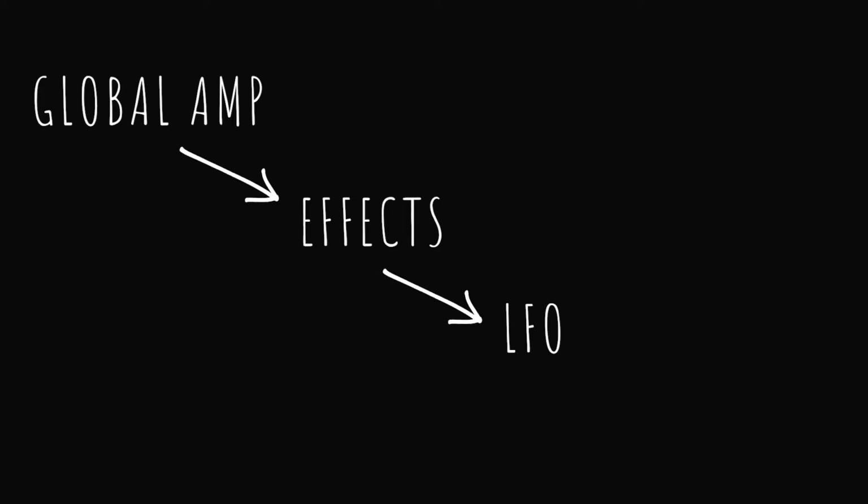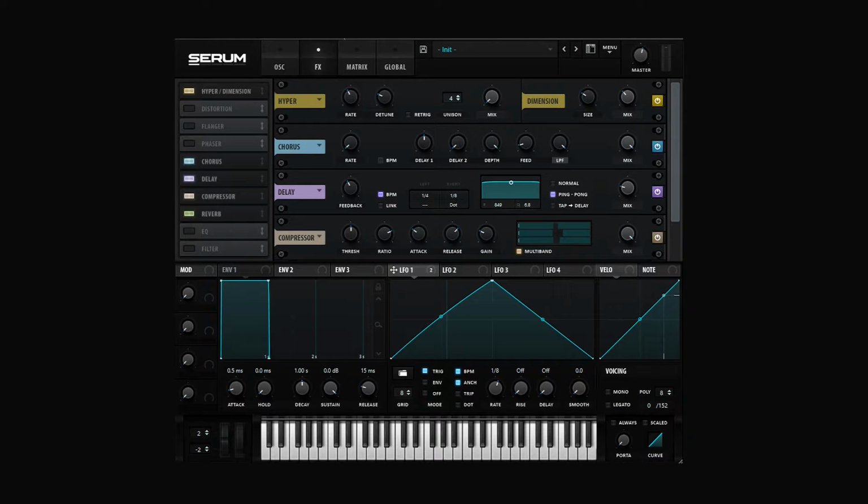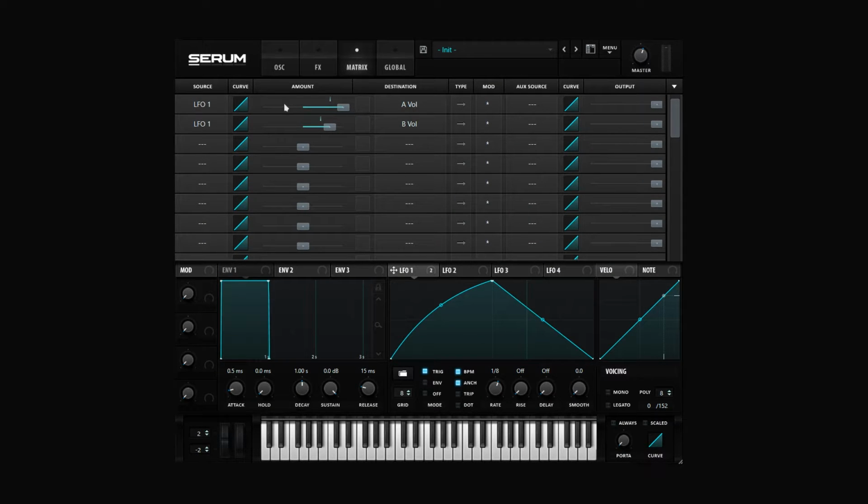A quick and easy way to get your sound back to normal is modulating the global volume, which will affect your entire sound: global amp, effects, LFOs, and wavetables. That's an order which represents which part of the Serum affects other things. So go to the Matrix panel. Here you have all the assigned automations, the type, and the amount of the modulation that you can tweak whenever you want. Let's then create a new one.